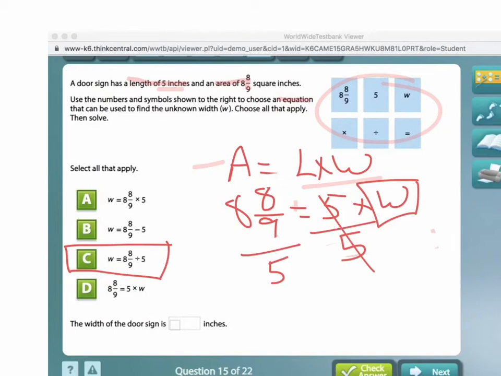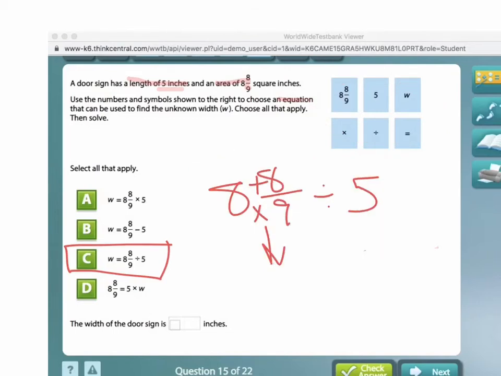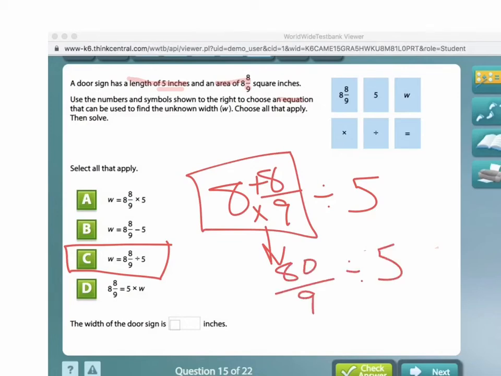So now we need to solve it. First thing we want to do is change this mixed number into an improper fraction. 9 times 8 plus 8. Parts times wholes plus parts. 72 plus 8 is 80. So you end up with 80/9 divided by 5. Now we do the keep, change, flip. So it's keep, change, flip. So it should be 80/9 times 1/5, which is an equivalent algorithm for solving this problem.